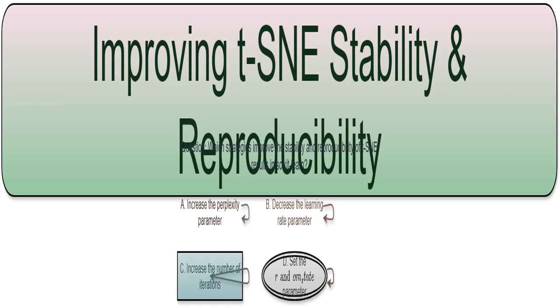This quiz focuses on how to make the results from T-distributed stochastic neighbor embedding, TSNE, a visualization technique, more consistent and reliable. TSNE is a bit quirky because its results depend on random starting points. We'll explore ways to reduce this randomness.